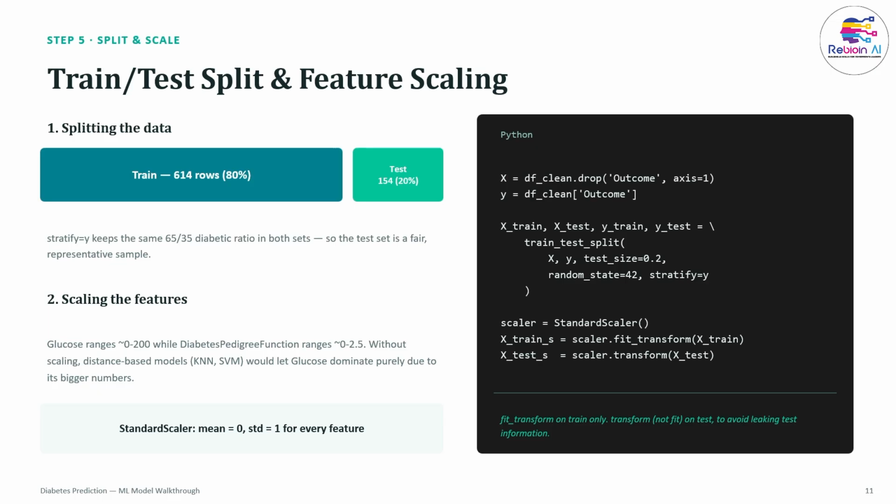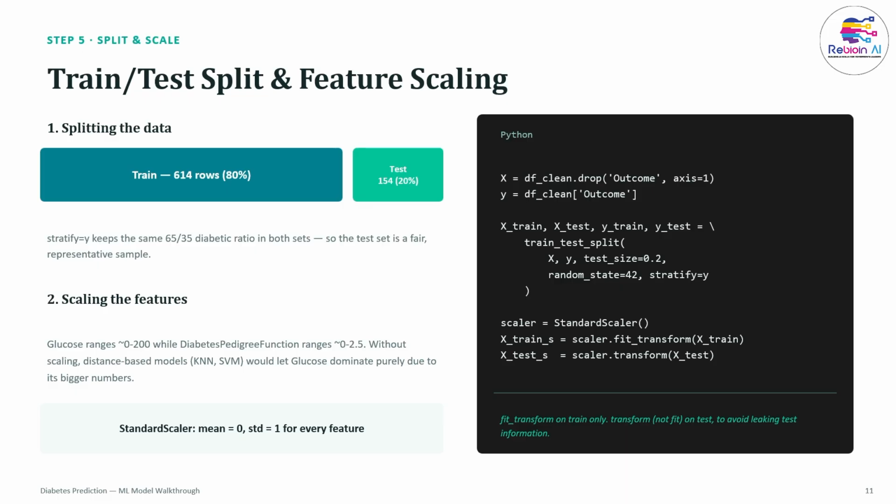Now, two more steps before we can train anything. First, splitting the data. Why do we need to split this data? For training and testing purposes, we split the data. We reserve 80% of the data, that is 614 rows according to this data set, for training and hold back 20%, that is 154 rows, purely for testing.